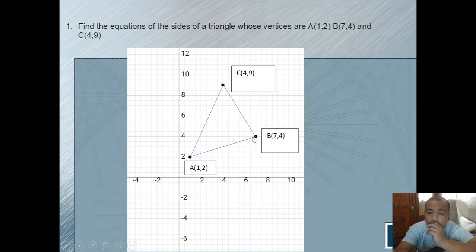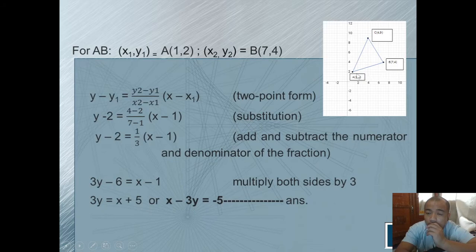What's the equation of AB? What is the equation of the line BC? What's the equation of the line AC? So of course, when we are trying to find the equation of each side, 2 points are being considered. So we will use again the 2-point form of the equation of a line. So let's start with side AB. As you can see in the figure, we use the points A and B.